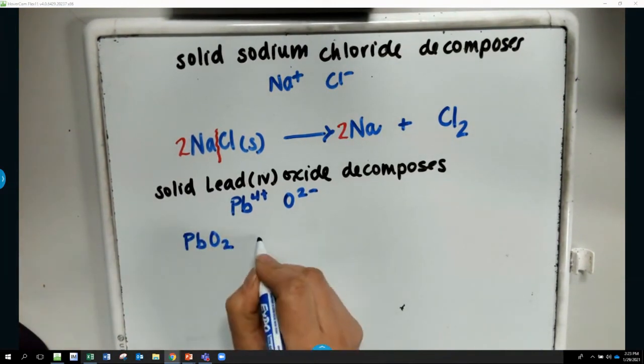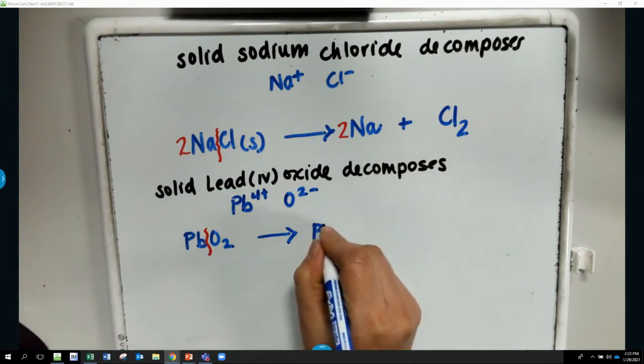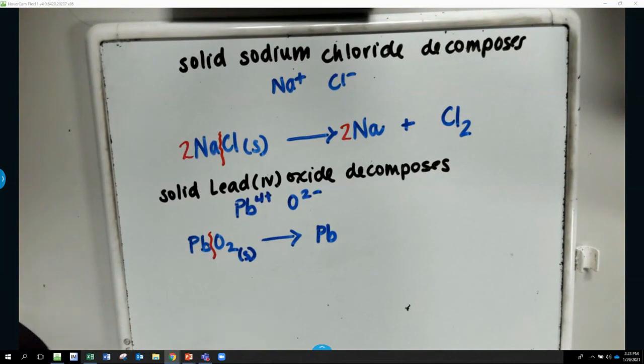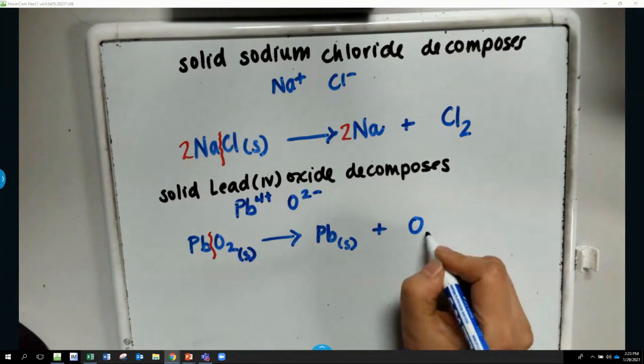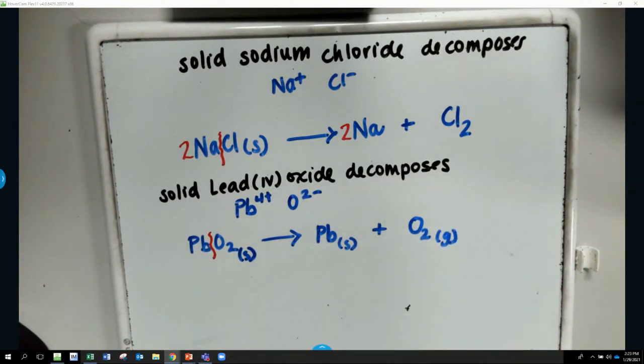PbO2. Now we want to decompose this. So we're going to want to cleave this right here. We want to have some lead and we want to have some oxygen. Well, we should put an S there. Pb, that's your solid. And then we have to have oxygen. Oxygen is a diatomic, so it needs a 2, and it is a gas at room temperature, so we would put a G there.